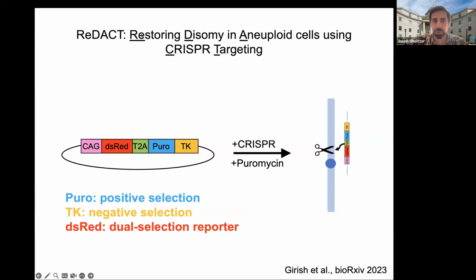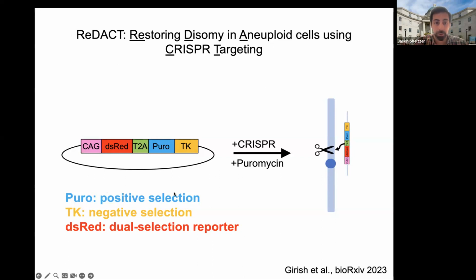And we call this REDACT, restoring disomy in aneuploid cells using CRISPR targeting. So this is an approach to use CRISPR to eliminate a trisomic chromosome or an aneuploid chromosome. And we have applied this approach to generate a number of different chromosomal manipulations. I'll show you some successful instances using cancer cells first.